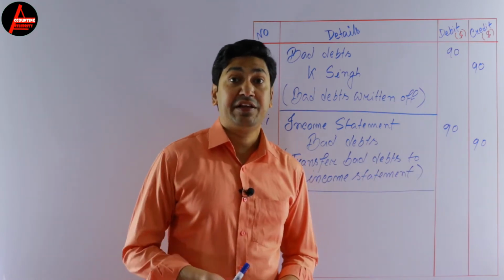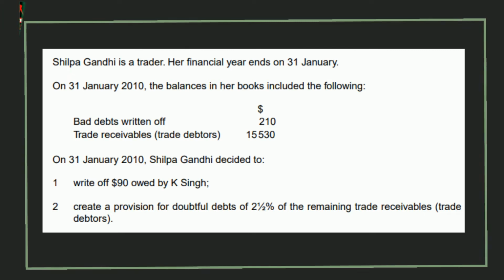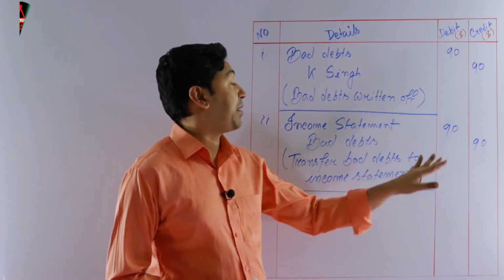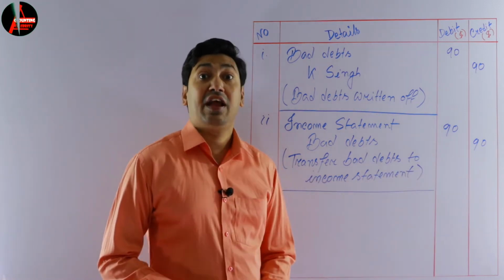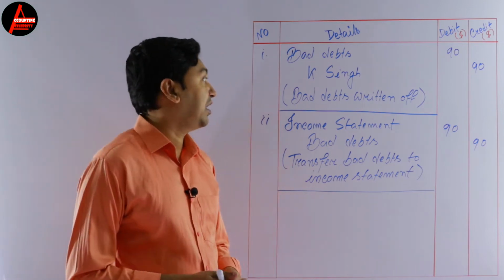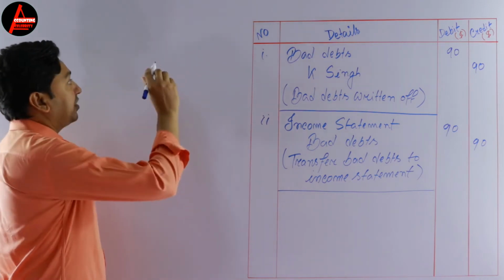Okay, then in the adjustment, have a look at the question once again. Number 2 is written that create a provision for doubtful debts of 2.5% of the remaining trade receivable. That means after subtracting the bad debts, the value we get, then on this value we need to calculate provision for doubtful debts. Okay, so let us write here the calculation we have here.